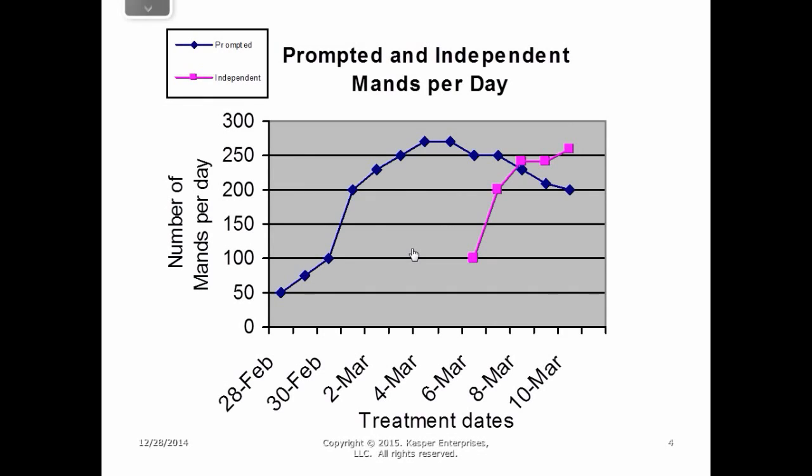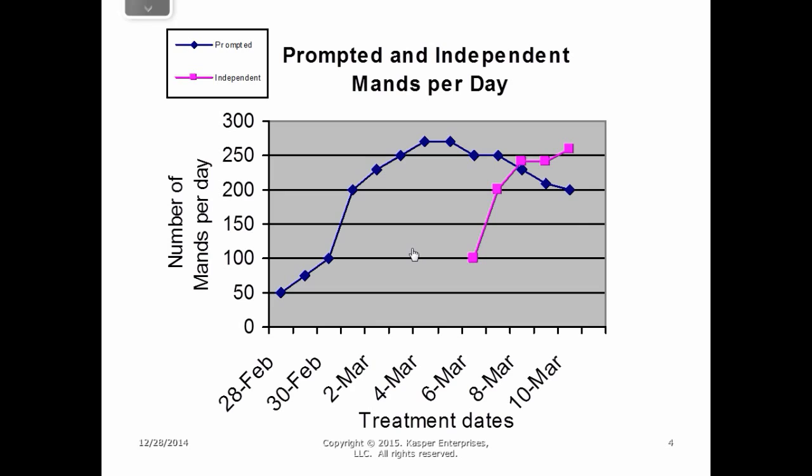So in the case of Winston, I mentioned that we graph our behavior and Winston's behavior. So on this graph, on the horizontal axis, we have treatment days, and on the vertical axis, we have the number of requests or commands per day that Winston is emitting. That dark blue line signifies the prompted requests. Those are the ones that the staff are actually guiding his hands or in some other way prompting him to produce. And then the pink line is showing how many independent requests that Winston's able to produce. So these are things where he sees an item and wants it and is able to sign for it independently.